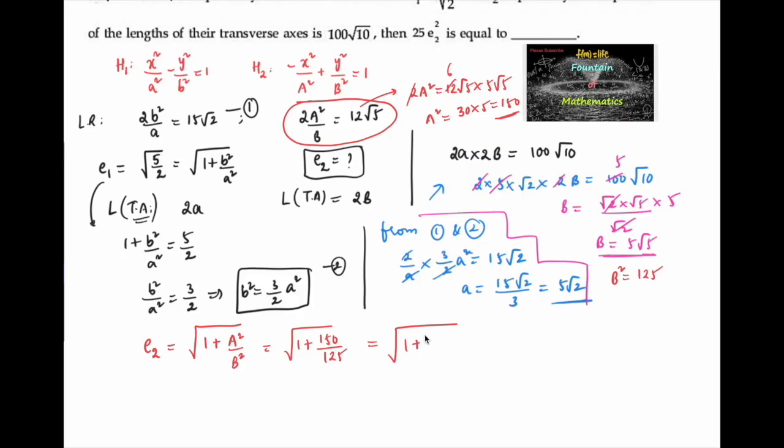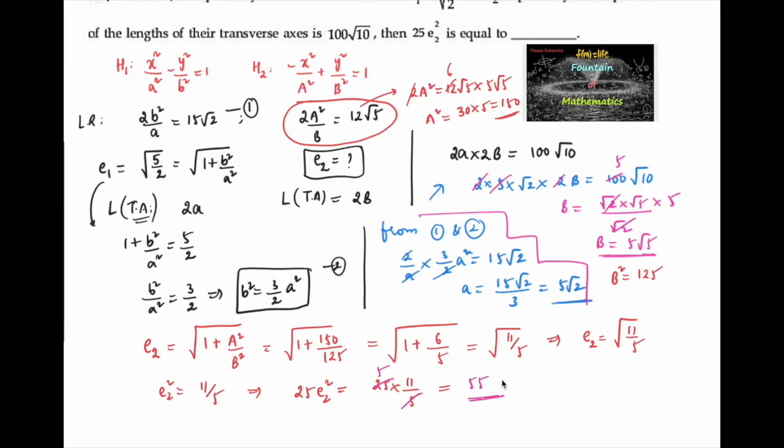So here we can write 25 6 times and 25 5 times, which is equal to under root of 11 by 5. So eccentricity E2 is equal to under root of 11 by 5. Then E2 square is equal to 11 by 5, and 25 times E2 square is equal to 25 into 11 by 5, which is equal to 55. So the answer is 55. Okay, it's a numerical.